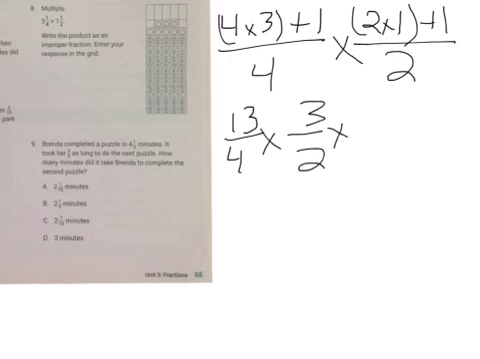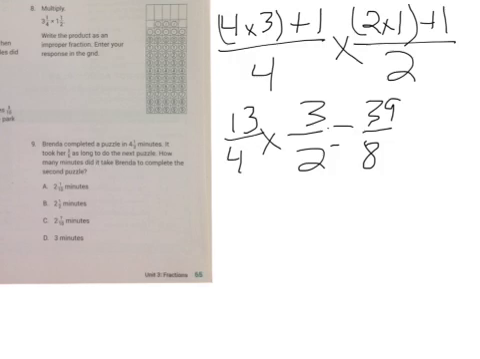Let's answer this problem. So then we're going to go 3 times 13, which gives us 39 over 8. And so that is our problem. 39 over 8 is going to be our improper fraction. So let's go on to look at number 9.